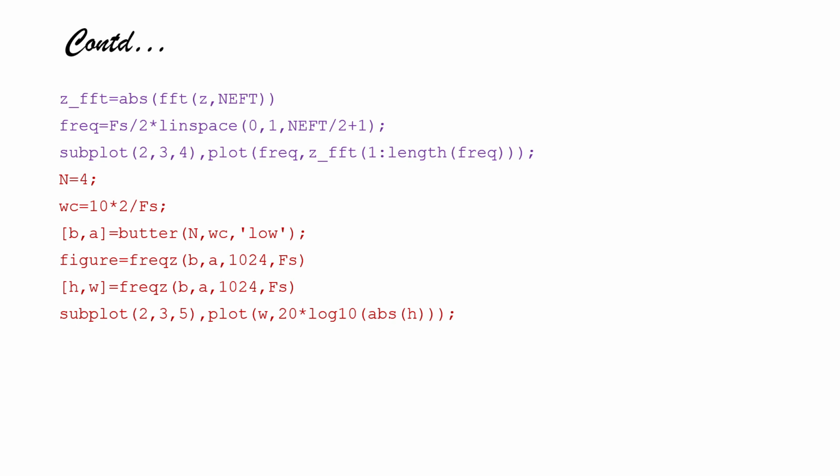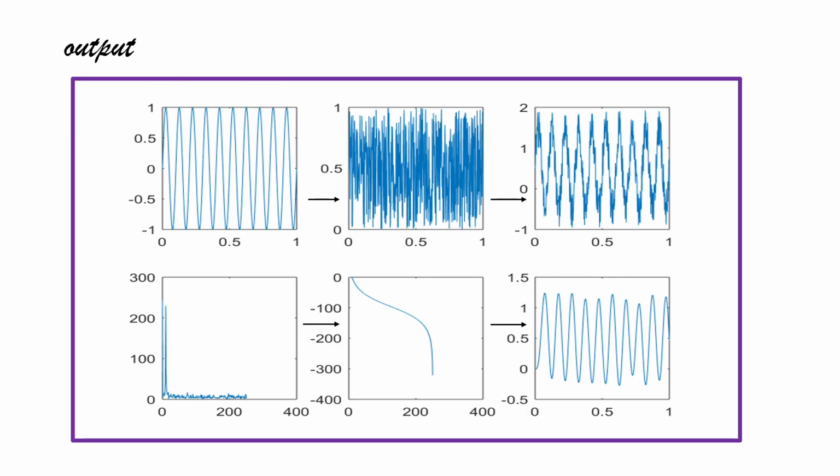After designing the filter, I can put the input Z in the filter and get the output. So Z filter equals filter of B comma A comma Z. So Z is taken as the input, then subplot and plot the output. Now this is the output.